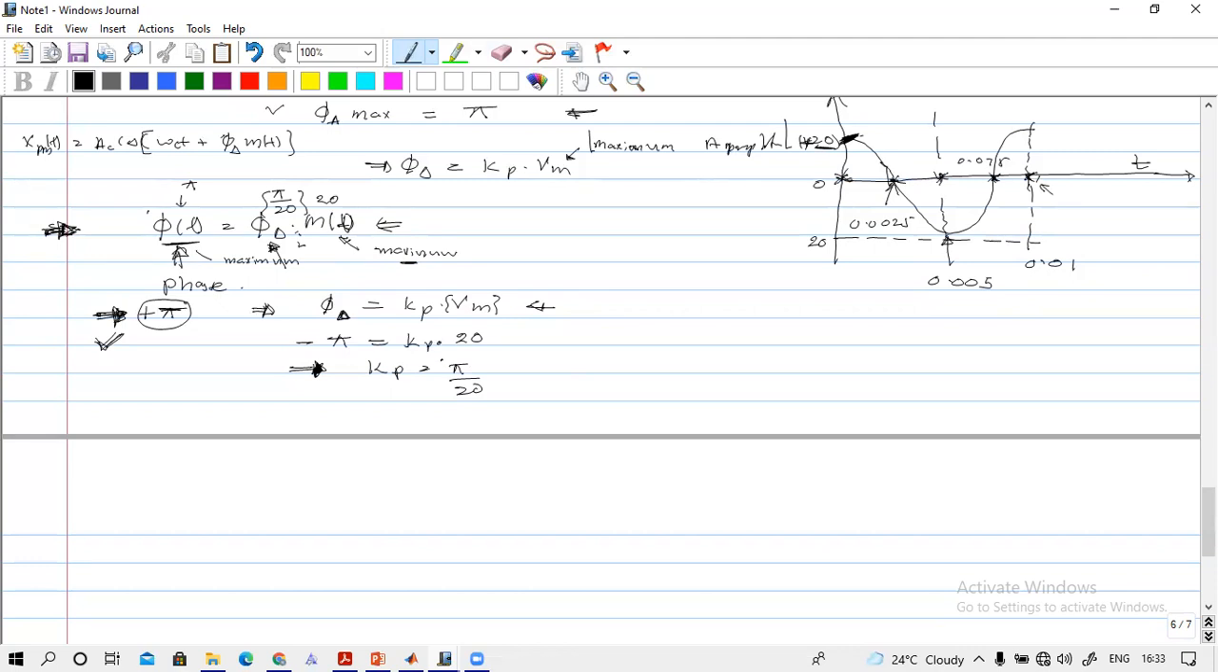So we have to keep this Kp as 5 by 20. If I write this phase equation again with this Kp value and the signal also, I have Kp, 5 by 20, multiplied by MT. MT is 20 cos 100 pi fmt. So this is the equation.